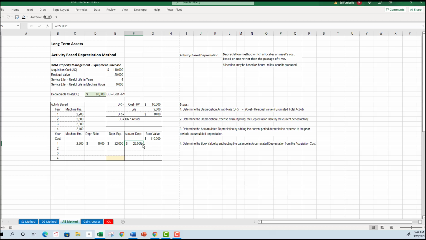The book value, again, is determined by taking the acquisition cost minus the accumulated depreciation, or $110,000 minus $22,000 to give us $88,000. In year 2, we take the hours used of 2,600, multiply it by the depreciation activity rate of $10. Our depreciation expense is $26,000.